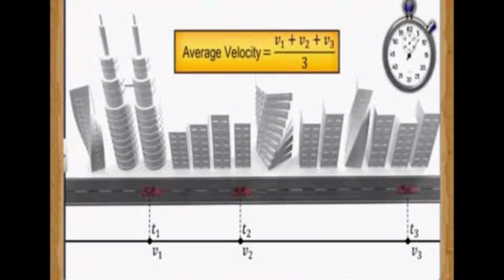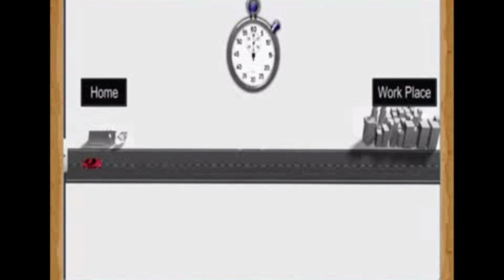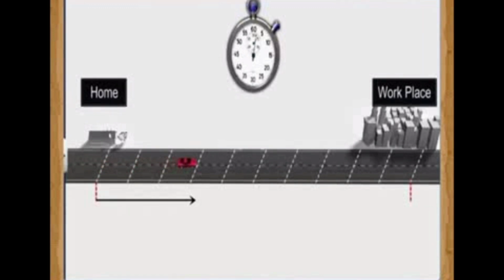So the average velocity you can calculate: add all the velocities and divide by 3. So you can calculate the average velocity. Suppose you are traveling from your home to your workplace. You can consider that a car is moving from your home to your workplace.